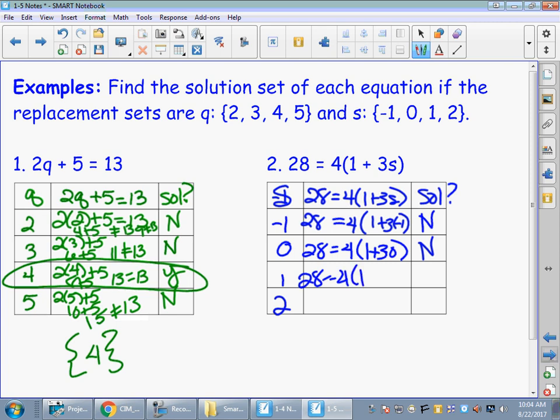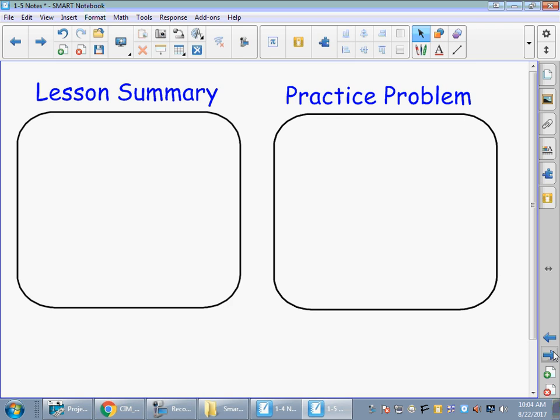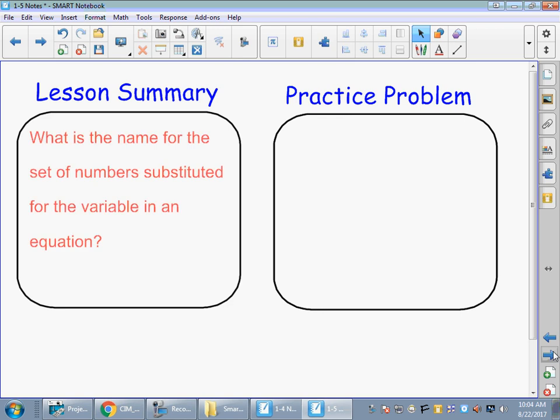4 times 1 plus 3 times 1. 3 times 1 is 3, plus 1 is 4. 4 times 4 is 16, so it does not work. And for 2, 1 plus 3 times 2. 3 times 2 is 6, plus 1 is 7. 7 times 4 is 28. So 2 is my only solution in this last one. You could have more than one solution at times. You could have no solution, and then you put the empty set as the solution set. So pretty simple concept here.